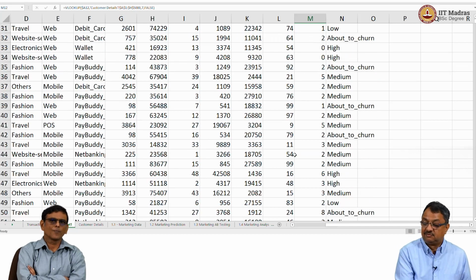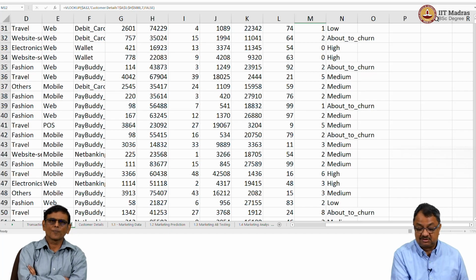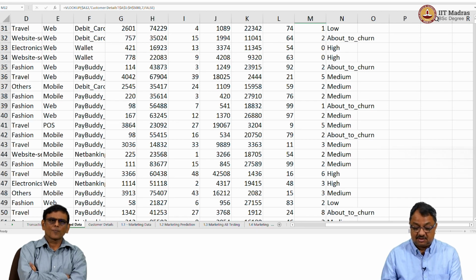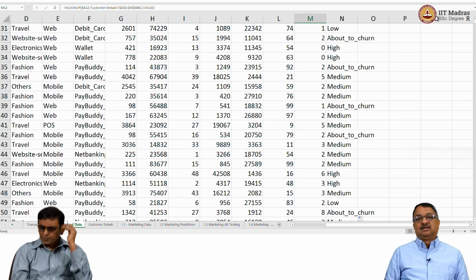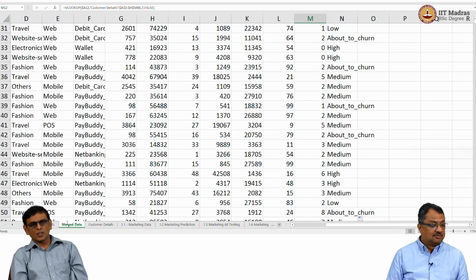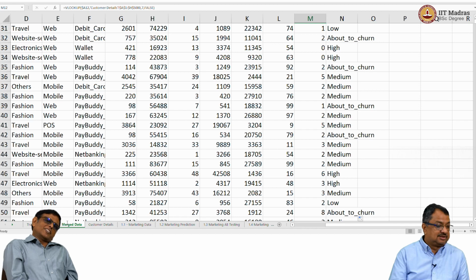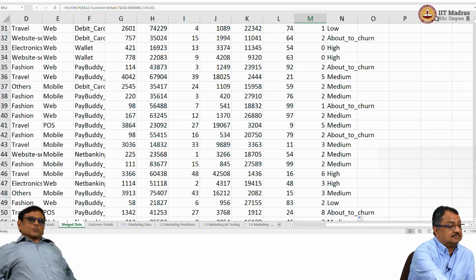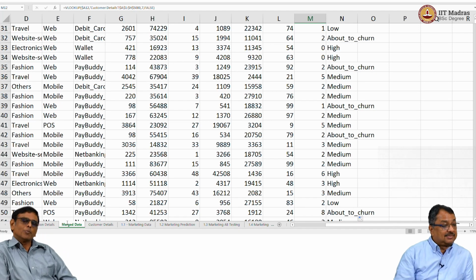Okay, so now we've got, what shall we call this? We'll call this merged data. So all the data that Venkat has given us is now there in this sheet. Now let's cut and slice it. I want to find out what instrument people are using for various things.